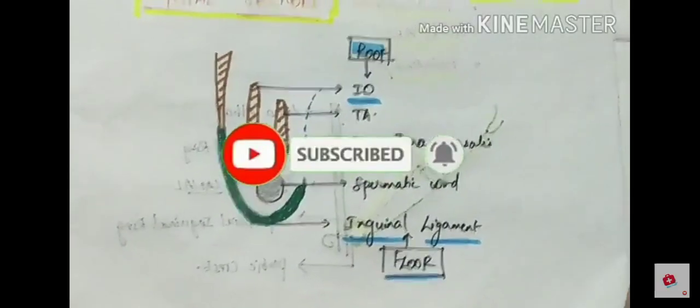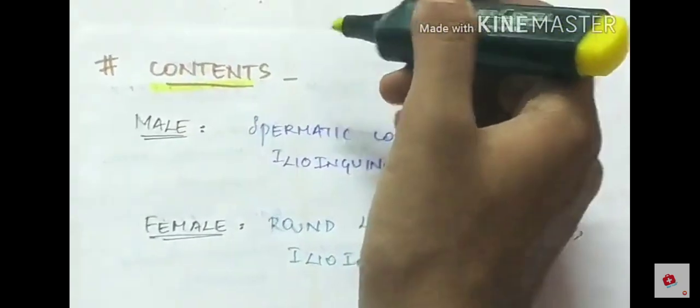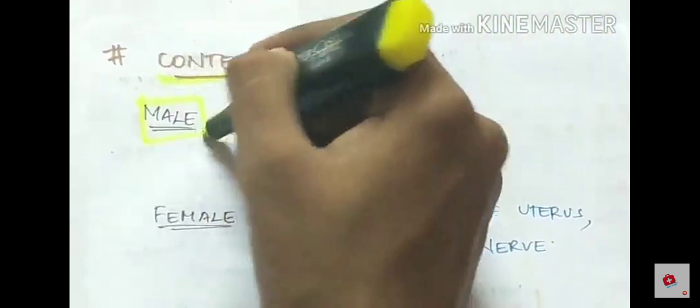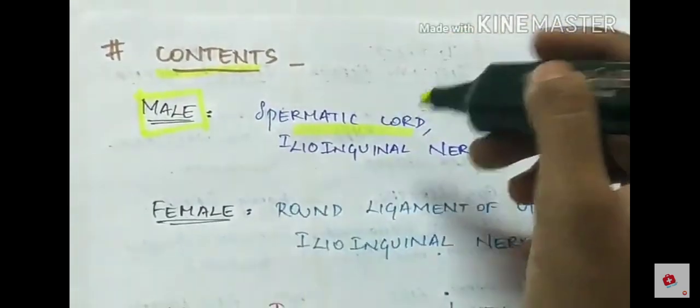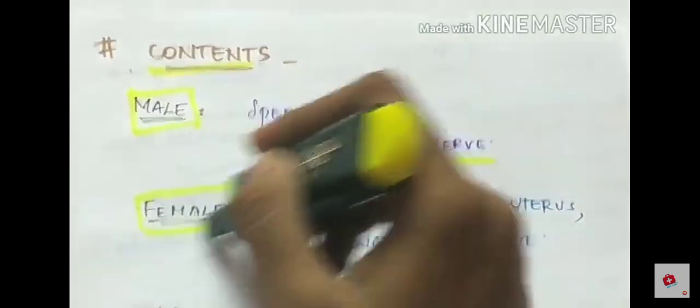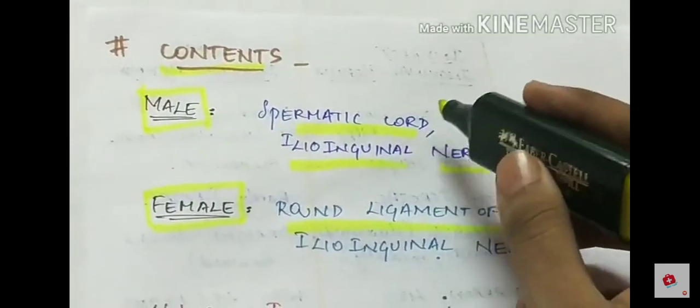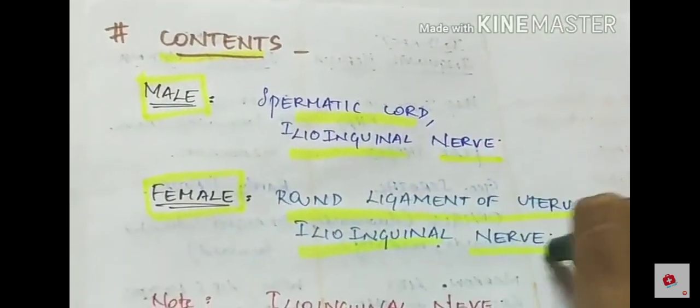These are the boundaries of the inguinal canal. The contents of the inguinal canal. In males, the contents are the spermatic cord and the ilioinguinal nerve. In females, the round ligament of the uterus is present in place of the spermatic cord, along with the same ilioinguinal nerve.